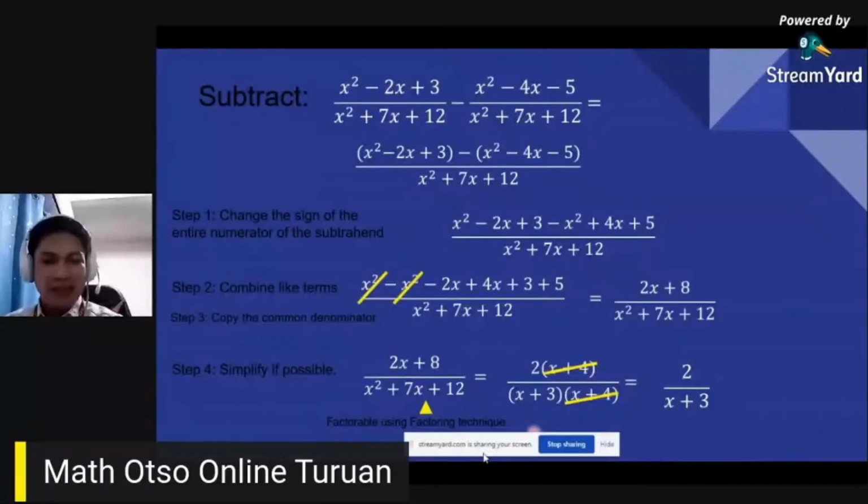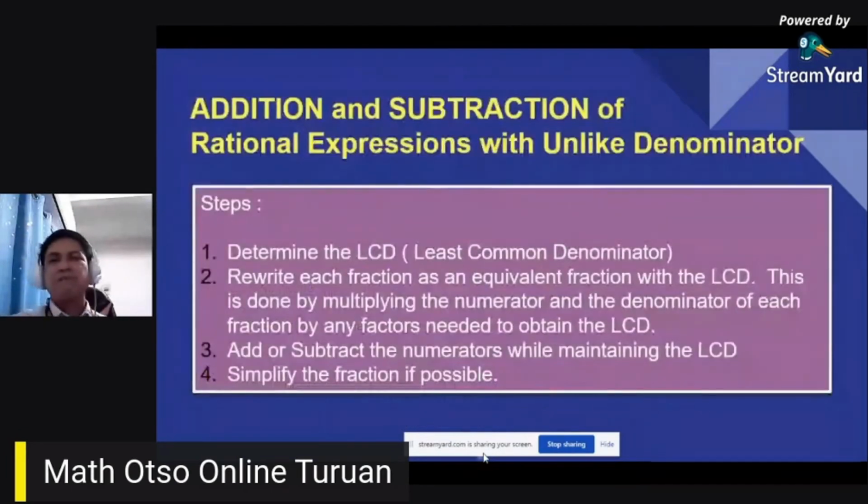Naintindihan kaya? Tingnan natin sa comment box kung naintindihan. Ayan. Okay, so let's proceed. Tuloy na tayo. Sir, paano naman po kapag magkaiba ang denominator? Magkaiba ang denominator. Kasi ang dali lang naman yan, magkaparehas ang denominator. So, tingnan natin. Addition and subtraction of rational expressions with unlike denominator.